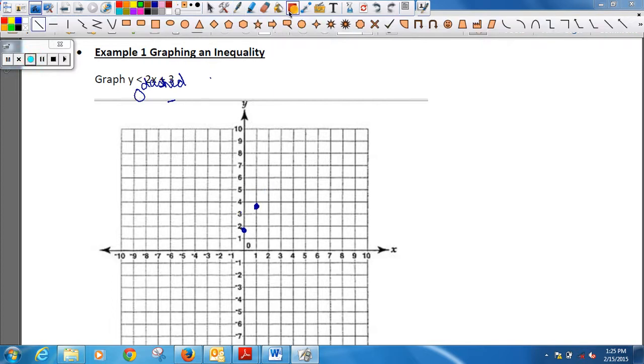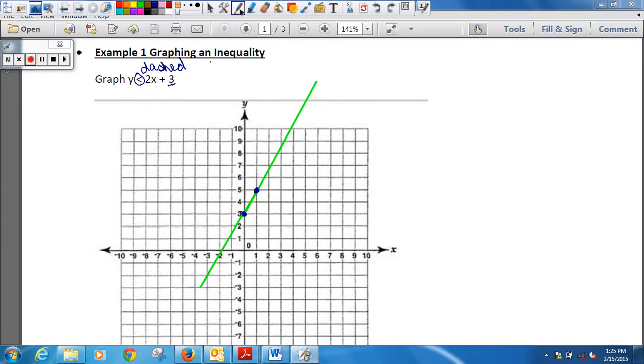And now we can connect that, and like I said before, you need to make sure you connect yours with a dashed line. I'm going to have to make mine a dashed line after I draw it because I'm not sure how to get a dashed line using this tool. So there is my line, and I'm going to make it dashed. There we go. I'm going to put my dashes on it so that everybody will know that it's a dashed line. Because it's a dashed line, none of the points that lie on this are part of the solution set. So (0, 3) is not part of the solution set.